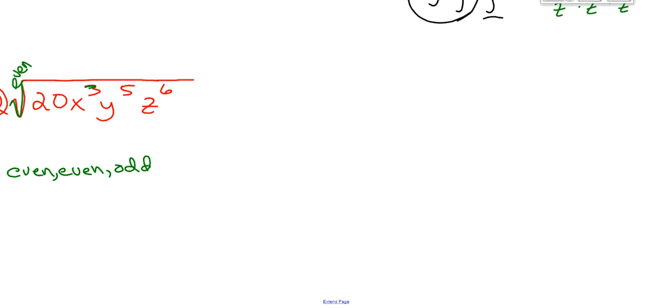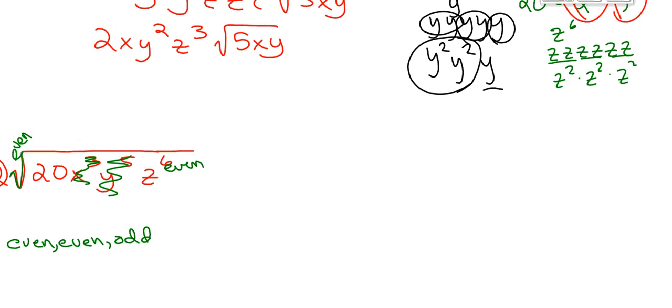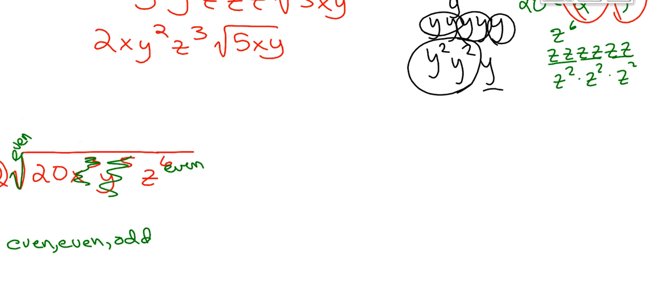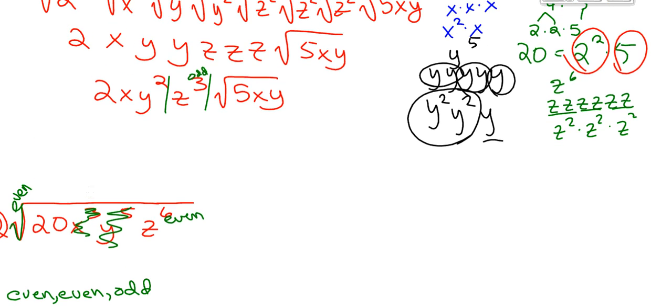This is not an even power, so I don't have to worry about that. That's not an even power. I don't have to worry about that. This is an even power. And then when I look at what I got for z as my answer, notice I get an odd power as my answer right there. And so that means I have to put the absolute value bars over that as we go.